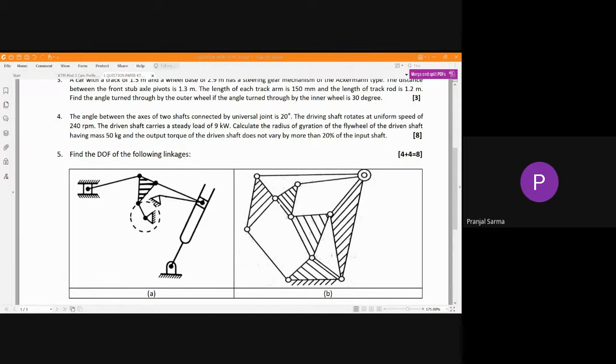Next one is with respect to finding out the degree of freedom problem. So what are the different steps involved in finding out the degree of freedom of a given mechanism?